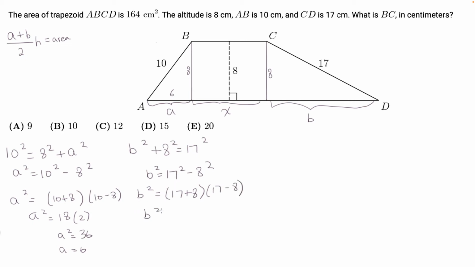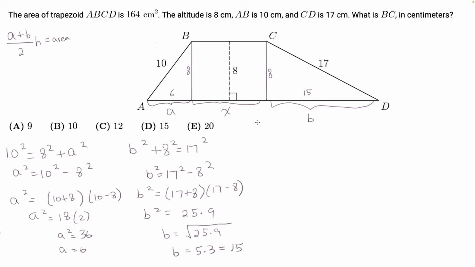So b squared equals 25 times 9. So b is going to be the root of 25 times 9, which is 5 times 3. So b is 15. So the length of this triangle's base is 15.